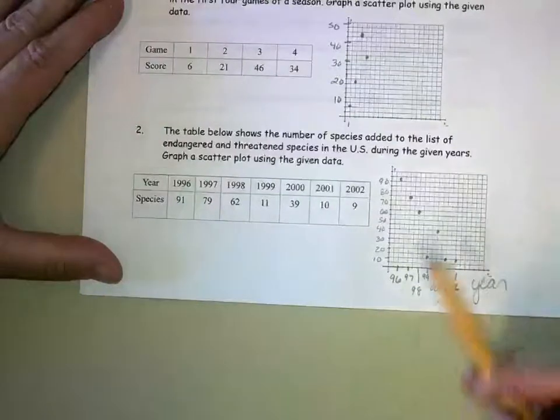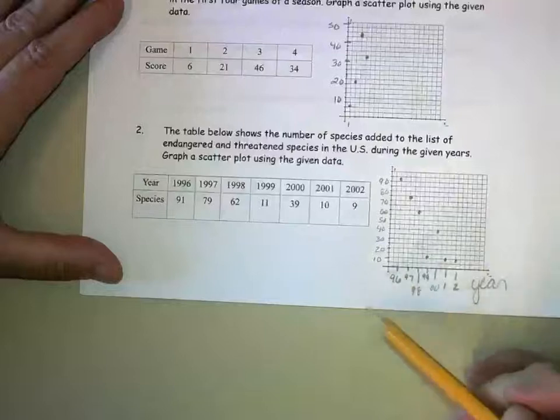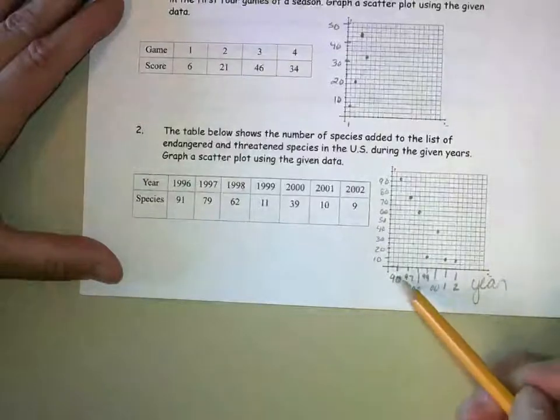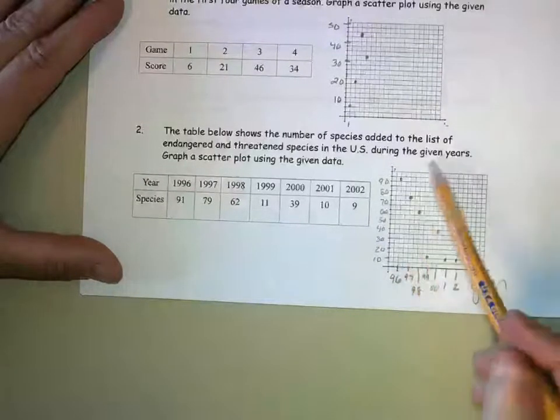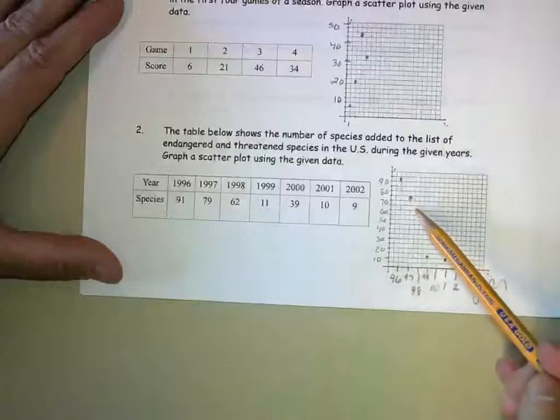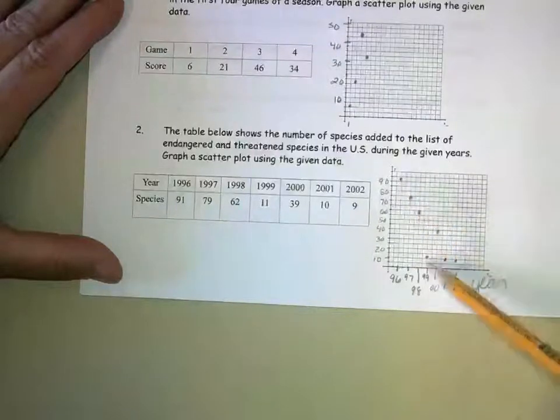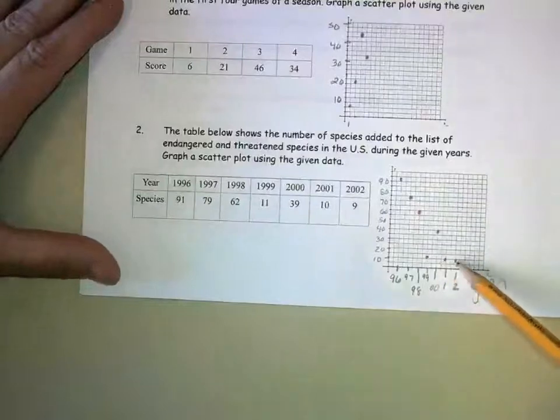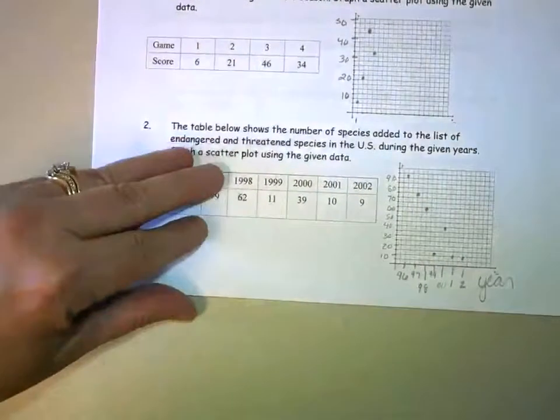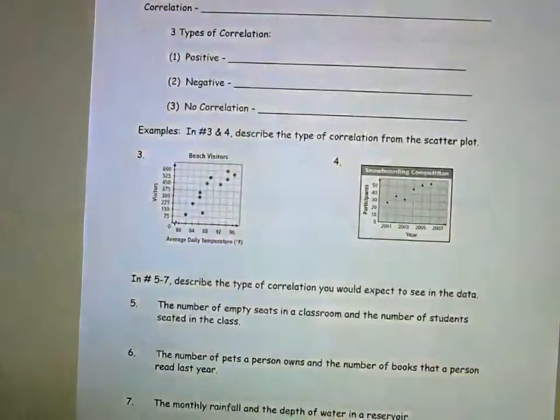So what happens here, I'm guessing that the endangered species list started in the 90s. And so the first couple years, there were a lot of animals that were endangered. And then as more species got added to the list, they had fewer animals then to add to the list. And your page breaks might be different than mine. You might not need to flip pages now.